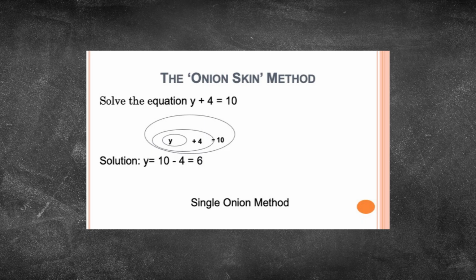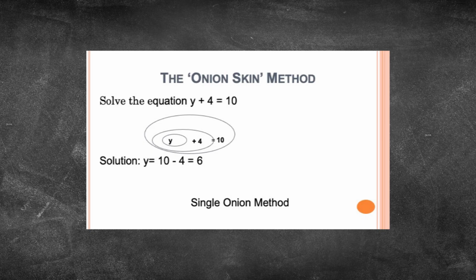Now, to solve the equation, we are going to peel away each skin using the inverse operation. This problem only has 1 operation. Further in the lesson, we will look at problems with more than 1 operation. So, let us start by peeling the skin with 10. Next, we are going to peel the skin with the addition operation and the 4.